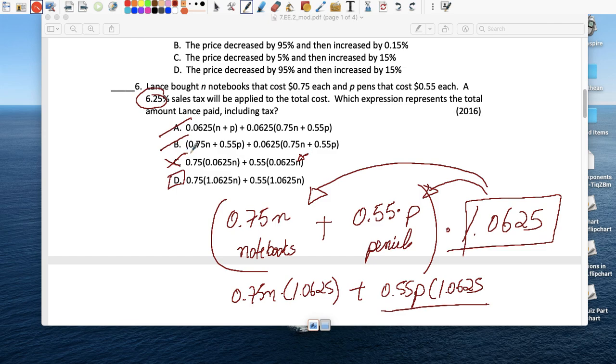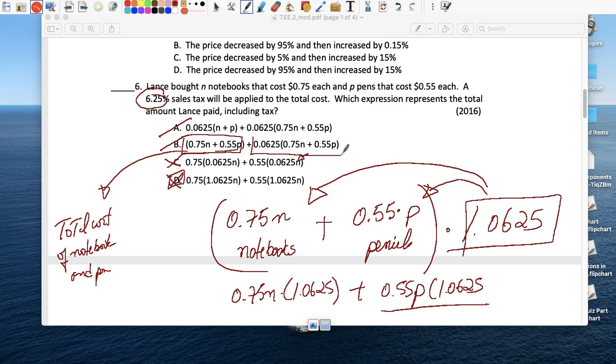So here they add the total cost of the notebooks to the total cost of the pens, and then they add that to, okay, so I take that back. This one is correct. Here, that would give you the total cost of notebooks and pens. And this gives you just the tax portion. Right, so they're finding out what 6.25% of the total cost is. So here is the tax portion only of the total.